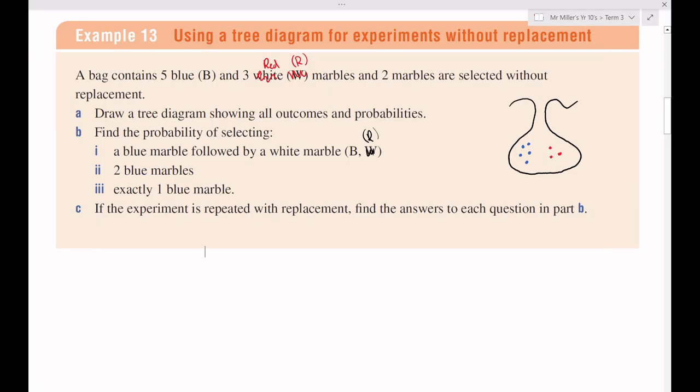Hey guys, I'm going to show you how to use a tree diagram, or set up a tree diagram, for a probability problem. This is an acceleration topic, by the way. Okay, so here's a problem.